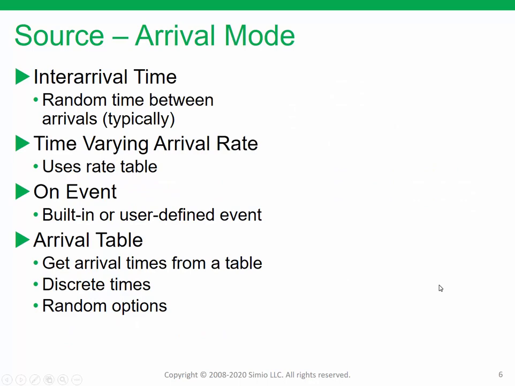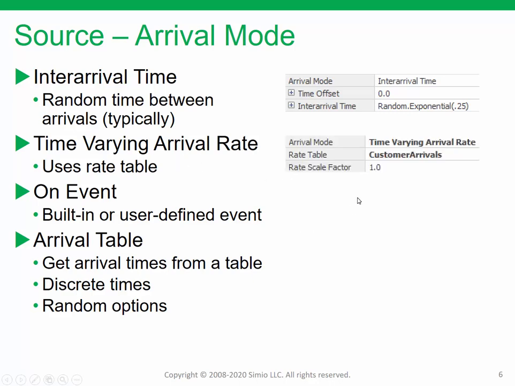Okay, so this notion of an arrival mode: the source object supports several different arrival modes. The first is an inter-arrival time, where we have a random time, or typically random time, between arrivals. It doesn't have to be random, it can be deterministic. But basically you specify, once an arrival occurs, what's the time until the next arrival. That's what the inter-arrival time is. As we see here, we have an inter-arrival time that's exponentially distributed with a mean of 0.25. This is the default arrival mode and inter-arrival time if you place a source object instance.